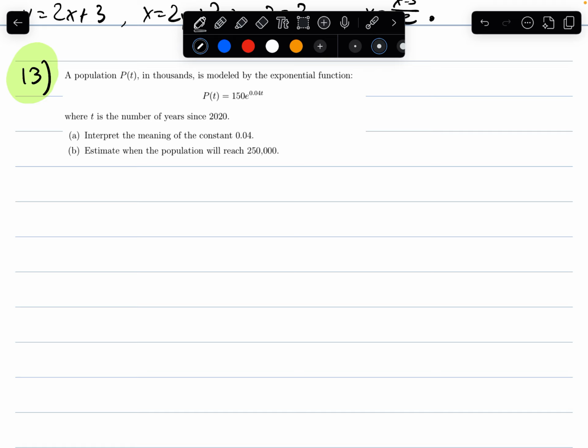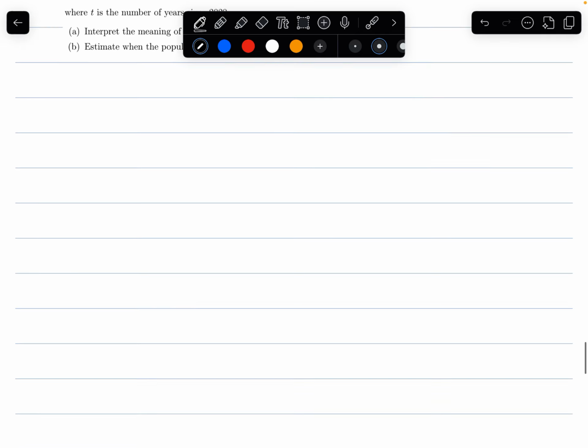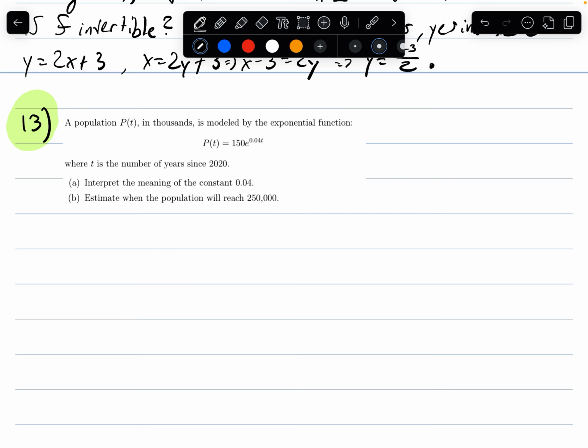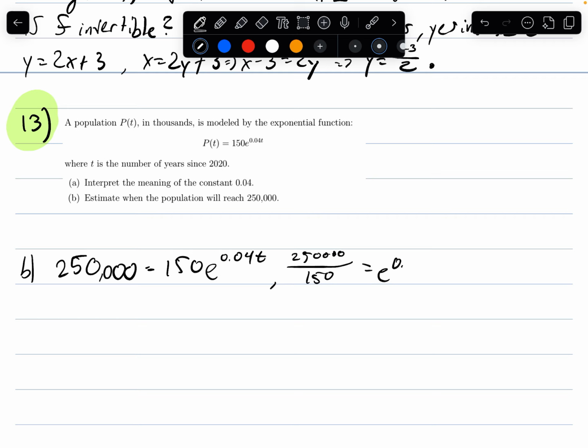One way to think about it, well, actually, let's do part b first, and then we'll go back to a, because this is more of a computational thing versus an interpretation thing. So b says, when is the population going to reach 250,000? Population is the P of t, so we would just plug in 250,000 for that one. So 250,000 equals 150 e to the 0.04t. Divide both sides by 150, and we'll get 250,000 over 150 equals e to the 0.04t.